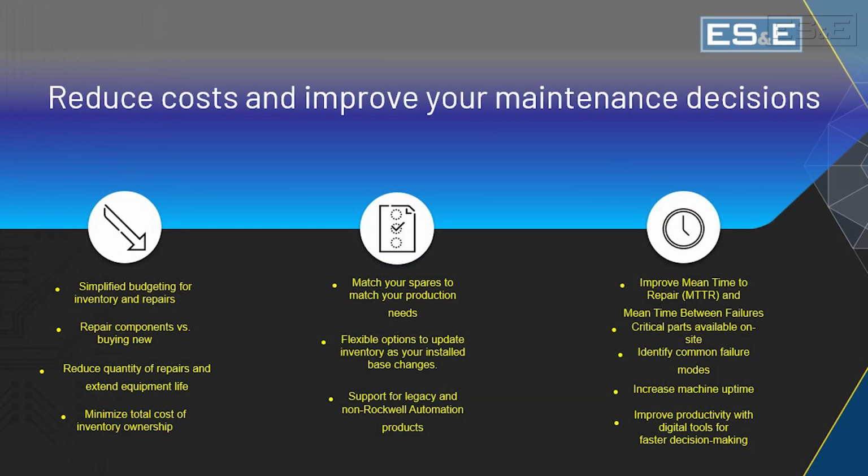As part of this initiative, our goal here is to reduce costs and improve your maintenance decisions. And one way of doing that is by decreasing costs, and that's this first bullet here. So if you're looking to simplify your budgeting for inventory or repairs, you want to maybe repair your components or assets versus buying new. You want to reduce the quantity of the repairs and extend your equipment life, or minimize total cost of inventory ownership. All that falls under that whole decreased cost umbrella.